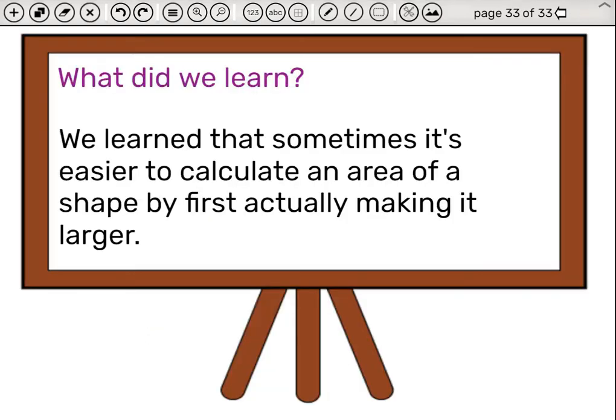And we conclude. What did we learn? We learned that sometimes it's easier to calculate an area of a shape by first actually making it larger. This is not a way of thinking that is necessarily intuitive since it's not direct, and it requires the solver to use his or her imagination to add an area to the visible shape.